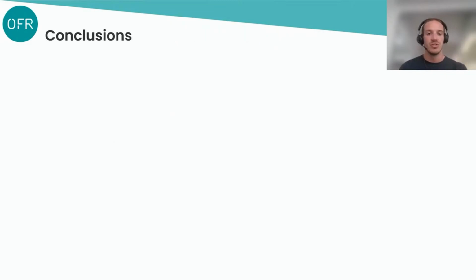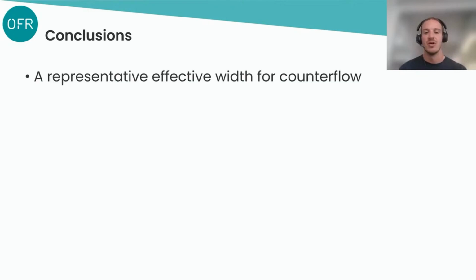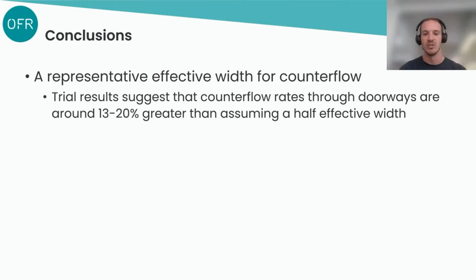On to the conclusions. It's worth noting that the trials that we undertook were limited in number and scope. However, the following conclusions are drawn. First, a representative effective width for the counterflow: applying the hydraulic model to counterflow would suggest that using a half door width, as evacuations do, provides marginally conservative results. Flow rates through the doorways were around 13 to 20% greater in the trials than assuming the half effective width, so we are on the conservative side there.